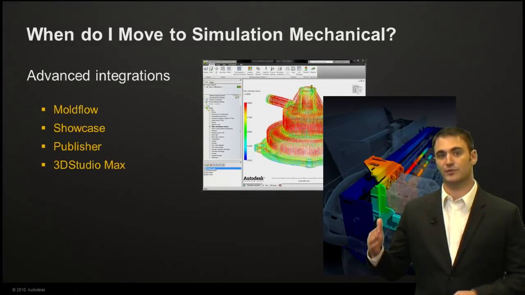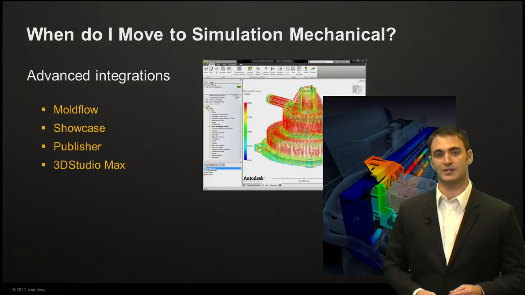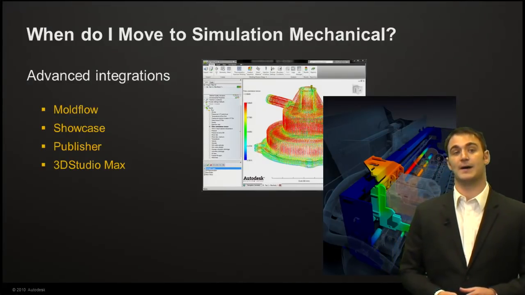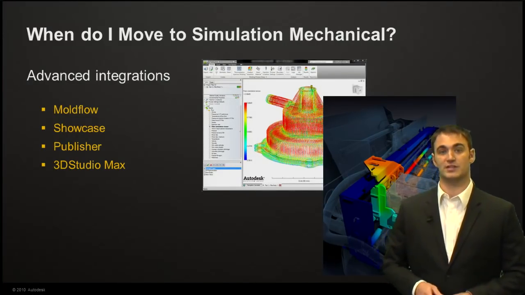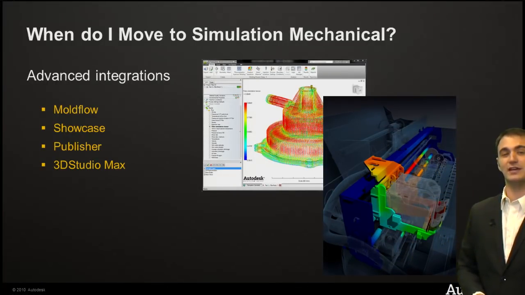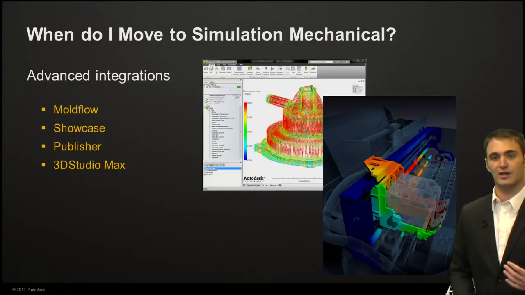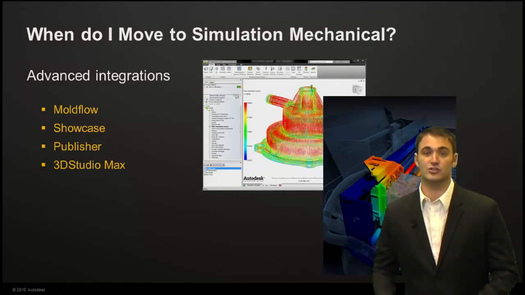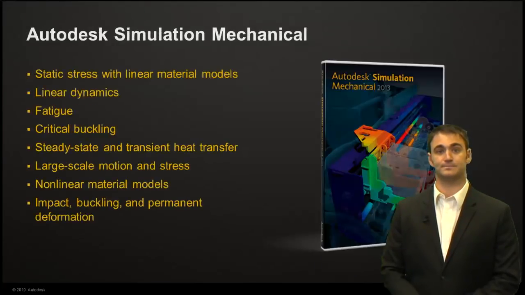Showcase, Publisher, and 3ds Max, we can integrate with all of those through the export of FBX files. And with Showcase, we actually have a button directly within the software to send models straight into Showcase. Using software like this, you're going to be able to take those simulation results and really make them pop by putting them into a high-end rendering solution, seeing how that works in conjunction with the rest of your assembly, things like that.